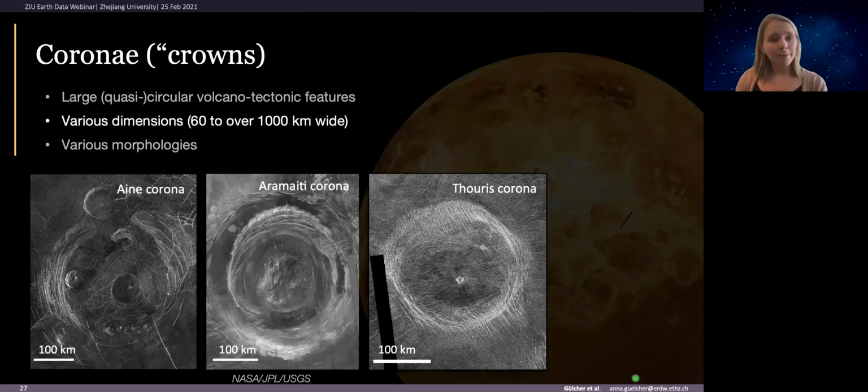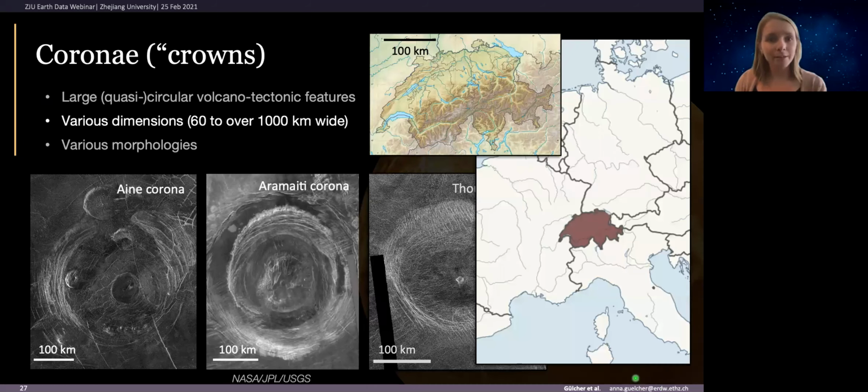And I just want to emphasize that these structures are really big. So for example, this is the country of Switzerland, where I currently live in. And the corona that is shown here, the Aramaiti corona, has a diameter over 400 kilometers. And this is larger than the whole country that I live in. So these are not small circular patches. They're actually huge structures, all distributed all over the Venusian surface.